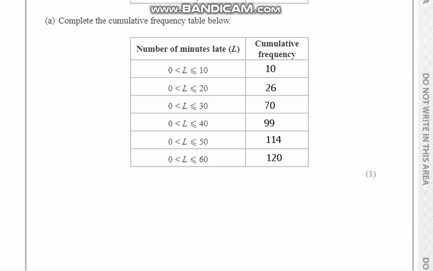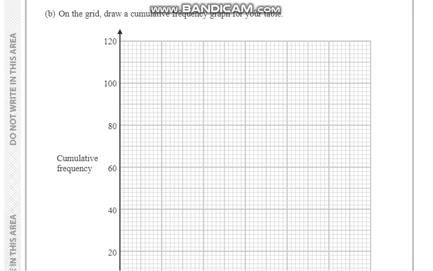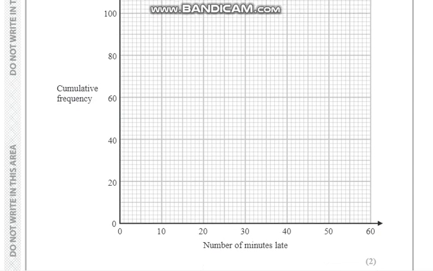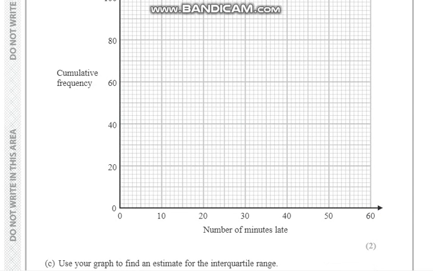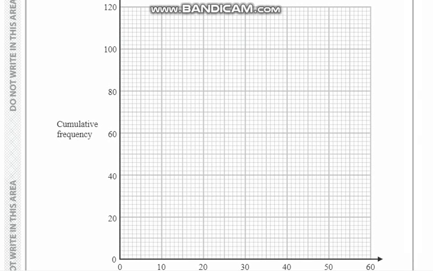You can just check your answer from the mark scheme if it's right. And now moving on to the next, the B part. The B part states that on the grid, draw a cumulative frequency graph for your table. Okay, cumulative frequency is on the y-axis, that's given, and the numbers have been mentioned, and the number of minutes late is on the x-axis, and that's for 2 marks. So we'll just draw a graph here. What I assume is that we'll be making a bar chart, so I'll try to make one and show you how it is done.